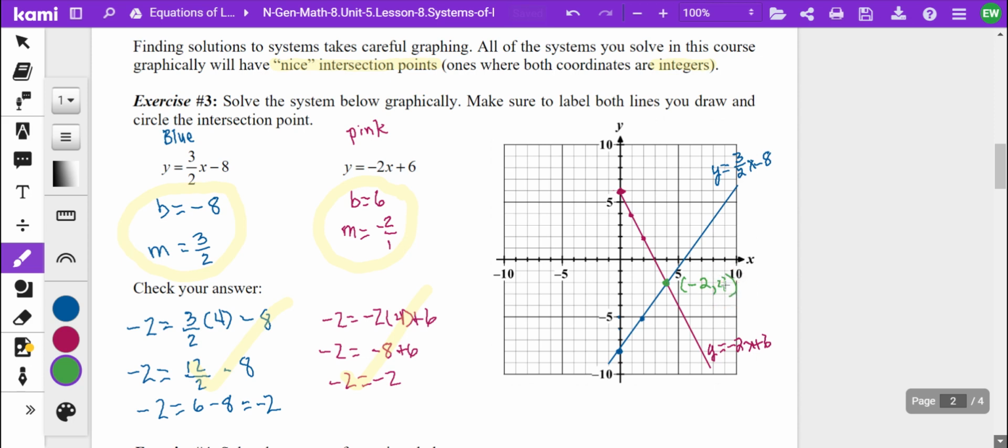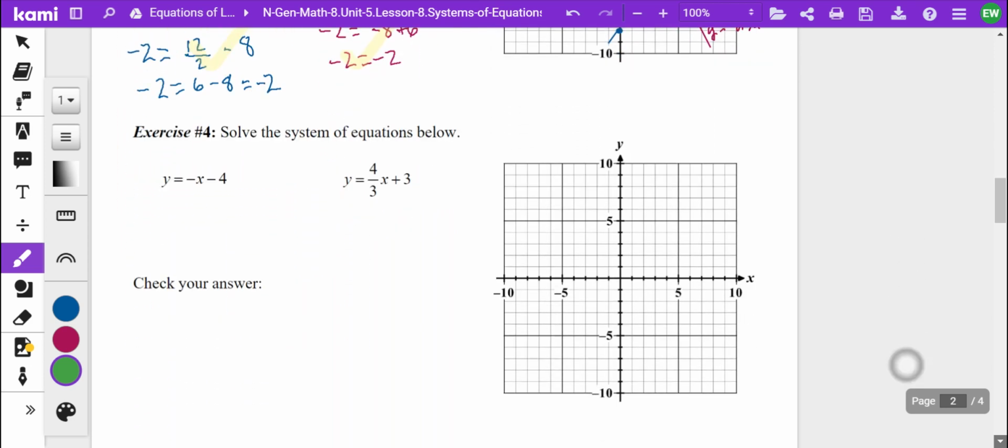Okay, so once I found that, it said check your answer. That's where we take the intersection point and plug it back into the original equations to see if it's still true. Okay, let's go ahead and look at those. I just use negative 2 and 4. If you need to correct anything, please pause the video and do so.